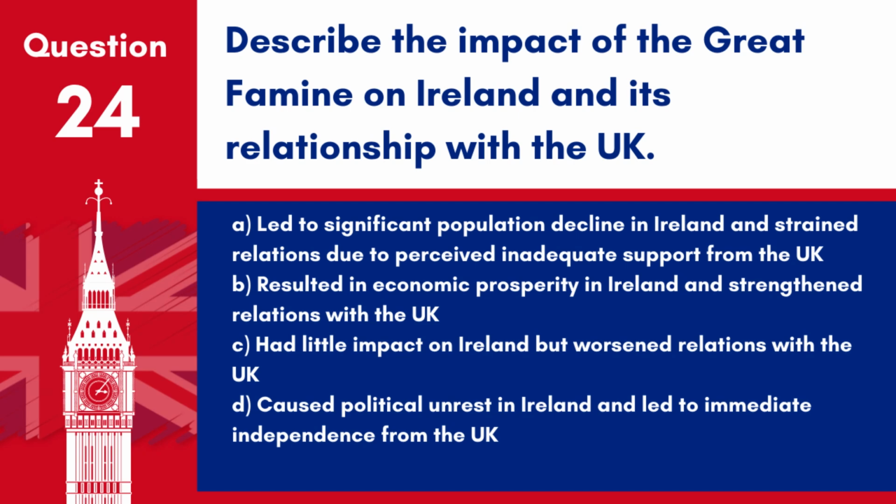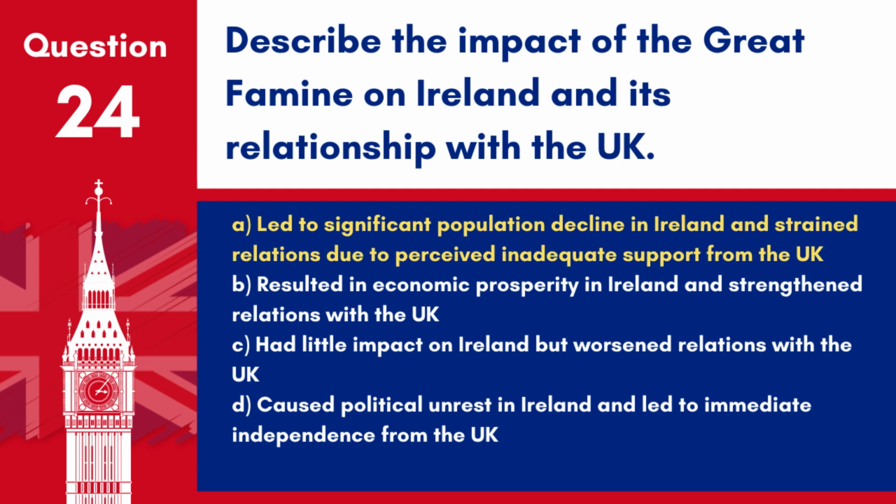Question 24. Describe the impact of the Great Famine on Ireland and its relationship with the UK. A. Led to significant population decline in Ireland and strained relations due to perceived inadequate support from the UK. B. Resulted in economic prosperity in Ireland and strengthened relations with the UK. C. Had little impact on Ireland, but worsened relations with the UK. D. Caused political unrest in Ireland and led to immediate independence from the UK.